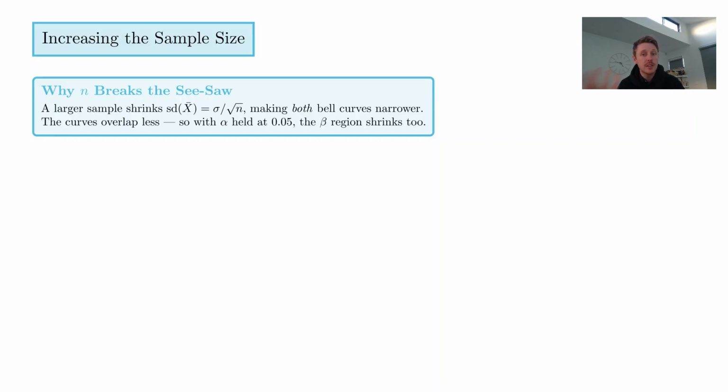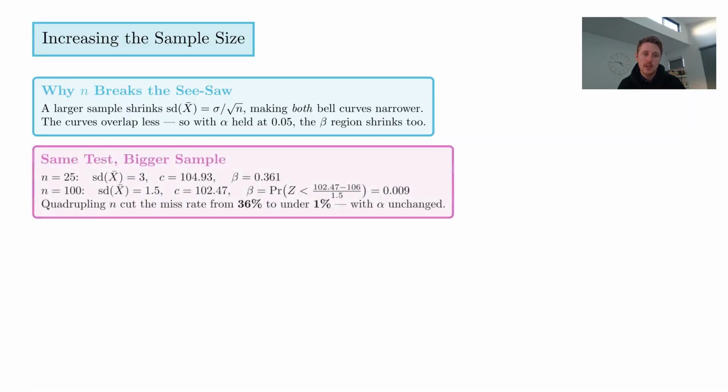Okay, so how do we fix these problems? Well, as we can see, it's sort of a balance. We're balancing our type 1 and type 2 error rates. When n breaks the seesaw. So if we take larger samples, we can make both the bell curves narrower. And this comes back to the central limit theorem, which I'll put a link below. The curves overlap less, so alpha holds at 0.05 and the beta region shrinks too.